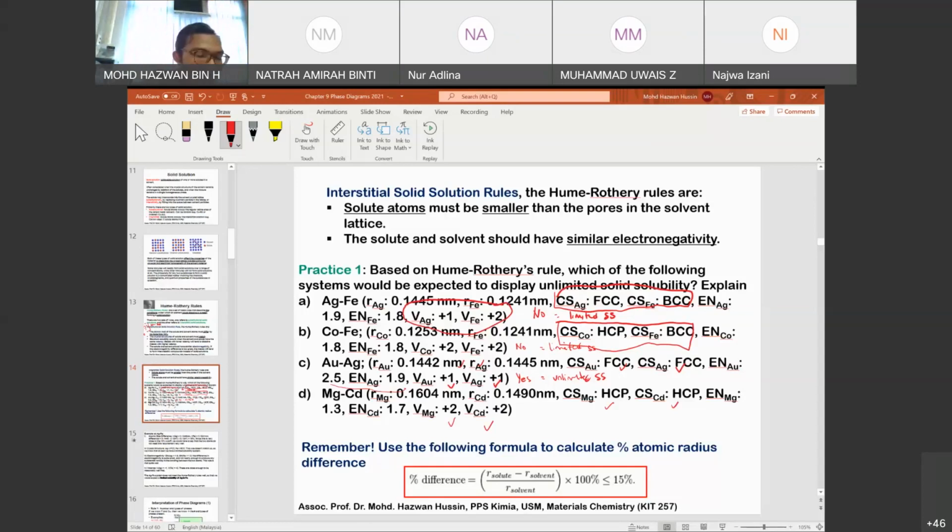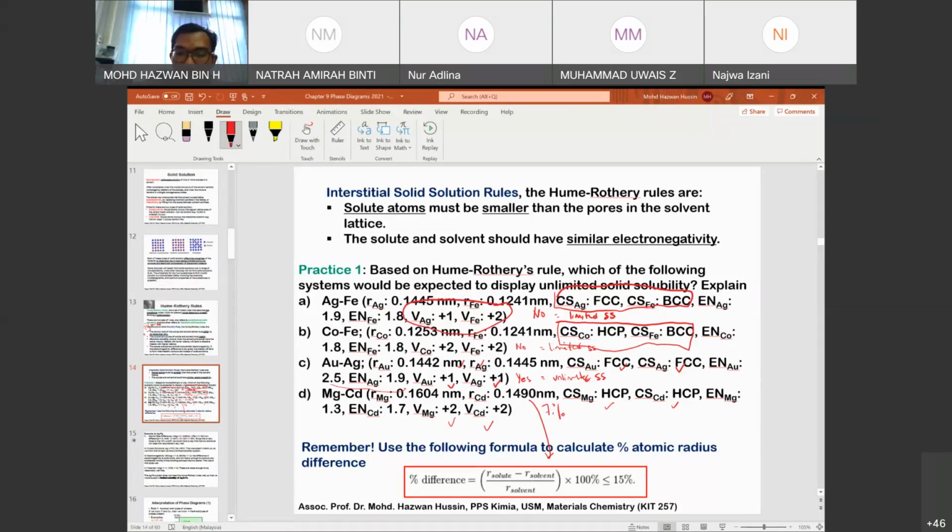Dapat berapa atomic radius? Ada kira ke? Beza dia 0.01. Ada cari dia punya persen tak? You can refer to this formula if you want to calculate. So whether you know, 7 point something. 7 point something lah. 7%. Okay.